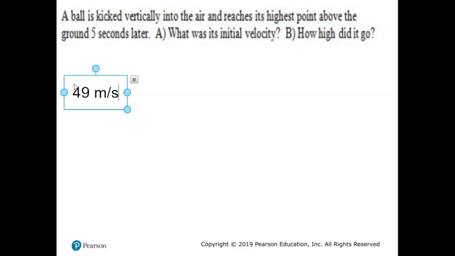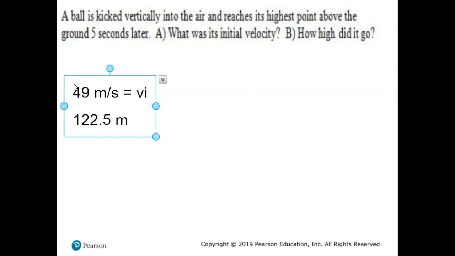And then that's the initial velocity, v_i. How high did it go? You should get 122.5 meters in the air for delta y, or change in y. Okay, so those are the answers you should get.